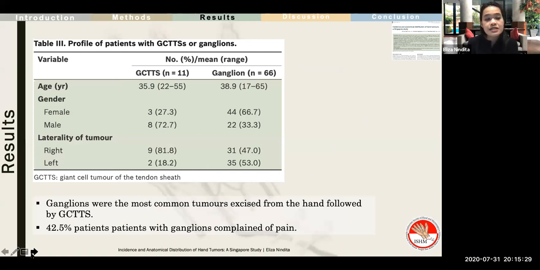They put a patient profile in table 3, comparing the most common tumors excised from the hand, the first one being the ganglion, and the second one GCT, but they don't have any statistical numbers to compare in this table. They just want to let us see the age: the mean for GCT is 35.9, and for ganglion 38.9. The gender for GCT is most likely male, and for ganglion most likely female, but there is no significant relation. Also the laterality of the tumor: GCT is most likely in the right hand, and ganglion is slightly more on the left hand. And of the ganglion patients, 42.5% of the 66 patients didn't complain of any pain.